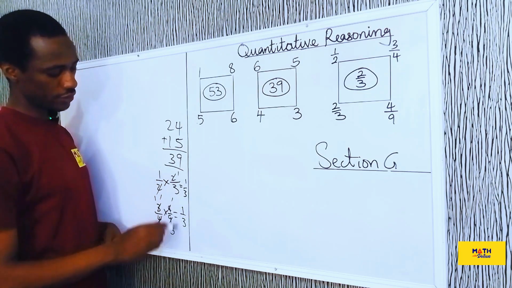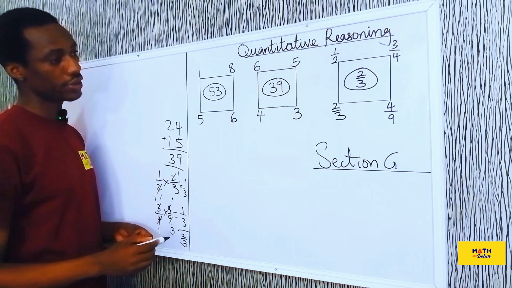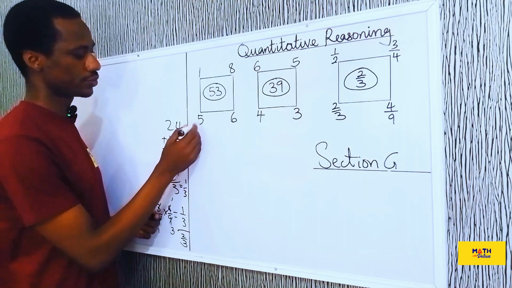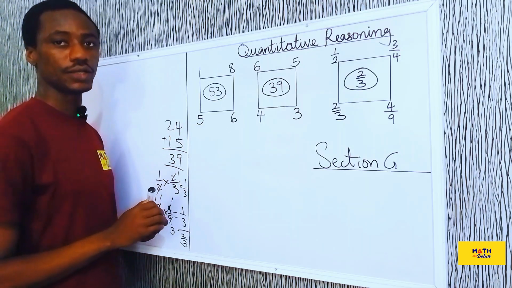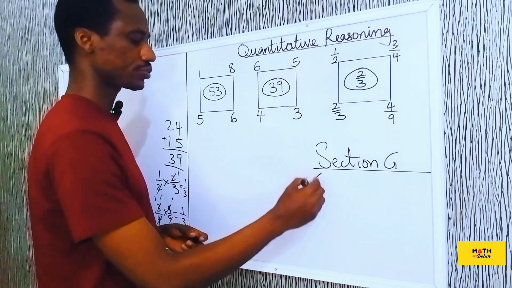So 1 over 3 plus 1 over 3, that will be 2 over 3. Checked. So we can use any of the samples because none of them have repeated numbers. So let's use this to write our analysis. So what did we do?